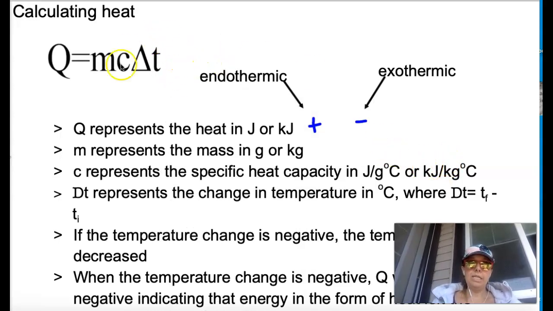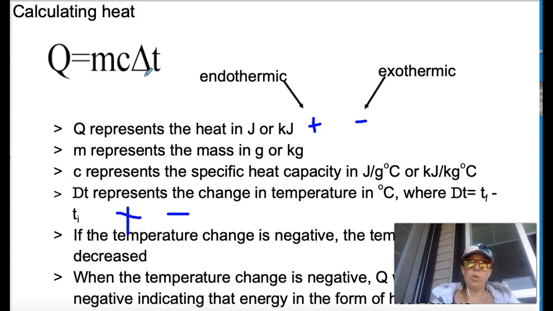Okay, so delta T is the last one to talk about. This stands for the change in temperature. So this is the other value that can either be positive or negative, okay? Some questions will tell you the temperature increased by 4 degrees C. Then you already know, oh, delta T is plus 4 degrees C. Or it could say the temperature decreased by 10. And then, okay, delta T is negative 10 degrees C.